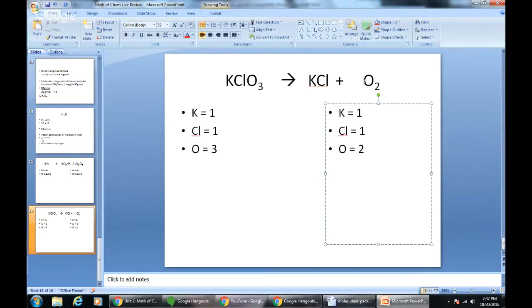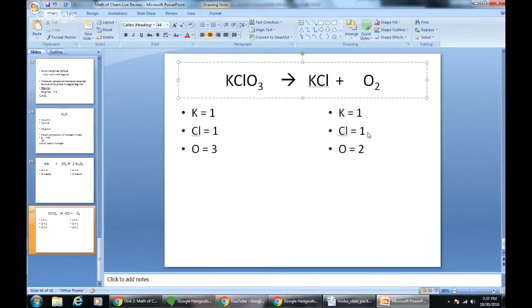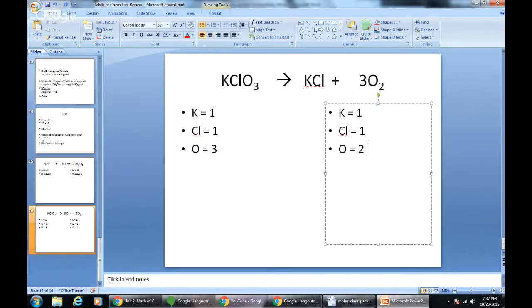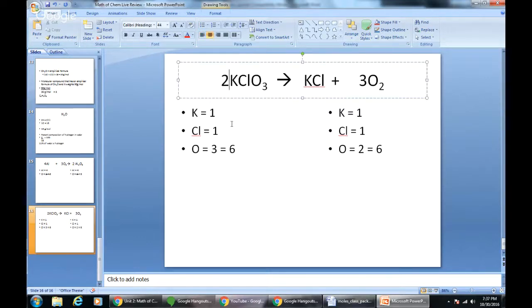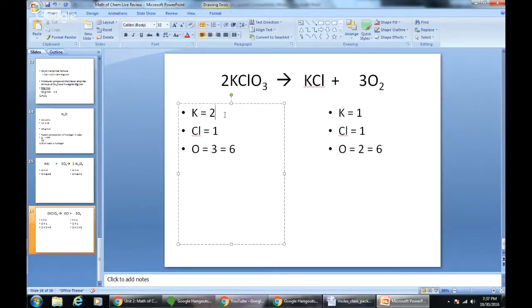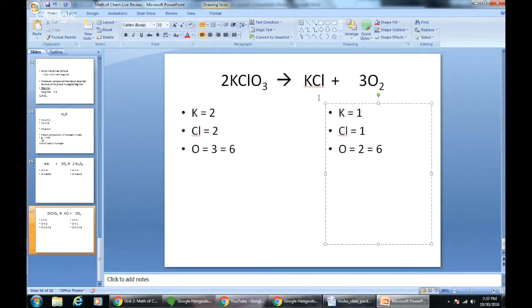All right, so let's balance. Let's put a 3 in the front like we did before, and that becomes 6. Okay, 1, 1, 6. Over here, I can change this to 6 too by putting a 2 here, but now I need to make fancy math work. So K becomes 2 and Cl becomes 2. And then I can change these by adding a 2 in the front. K becomes 2. Cl becomes 2.